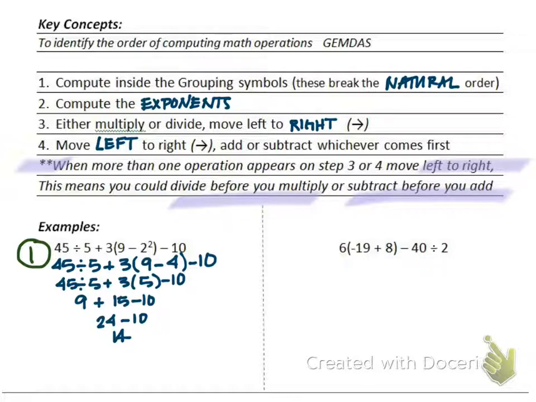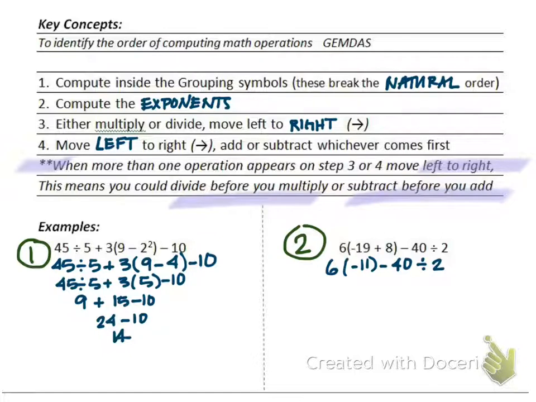And the example that I want to do first of all, I want to indicate that this is our second example that we're reviewing, and it is 6 times the quantity of negative 19 plus 8, minus 40 divided by 2. So the first thing that we're going to do is take a look at that grouping symbol, negative 19 plus 8, and simplify that to say 6 times negative 11 minus 40 divided by 2.